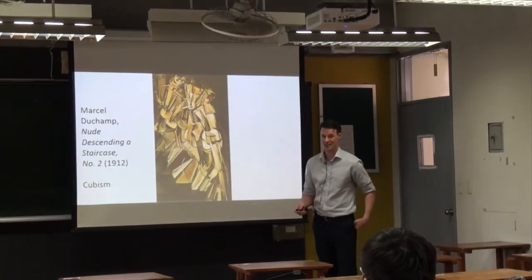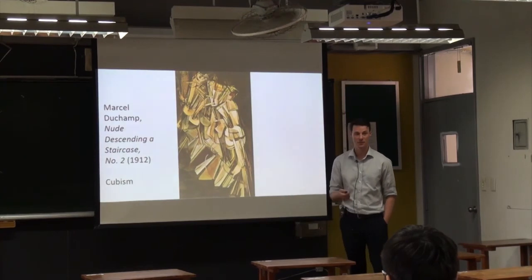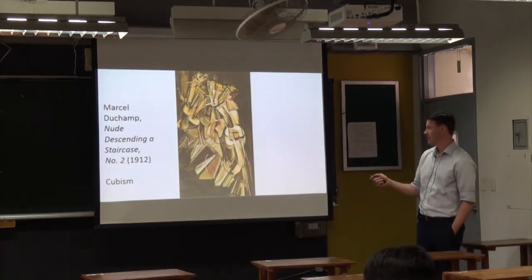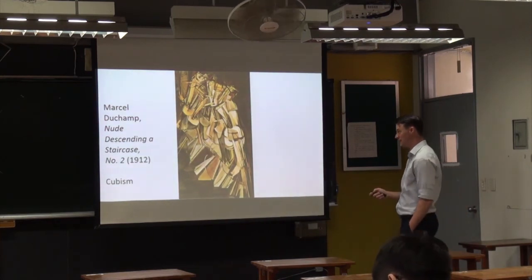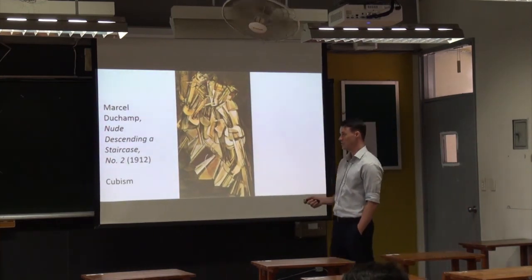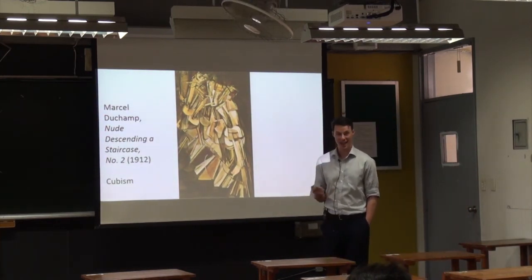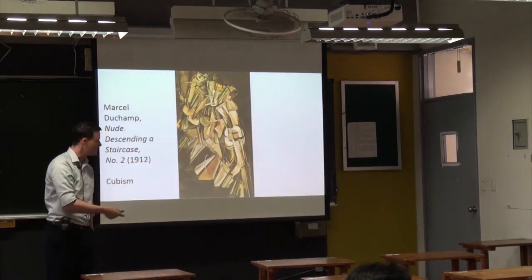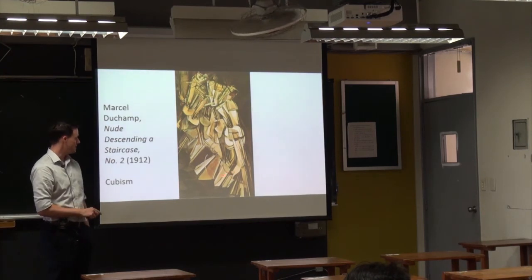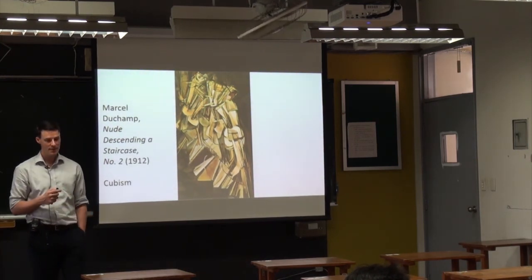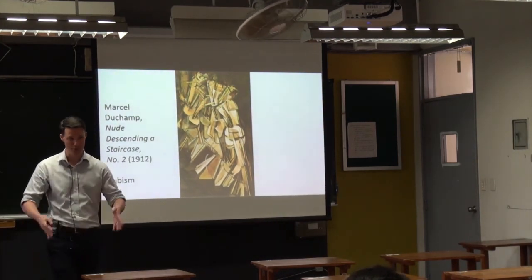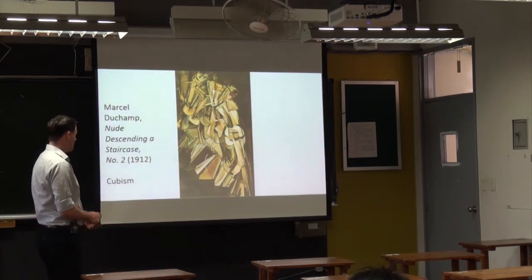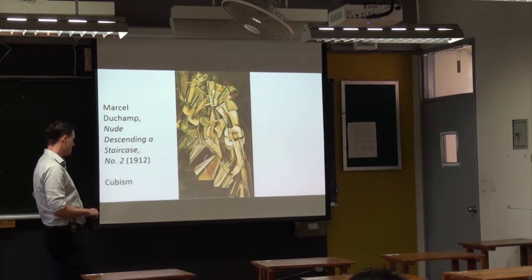Same thing with this. This is another example of cubism. It's another very famous painting. It's called Nude Descending a Staircase Number 2. Okay, nude means having no clothes on, right? Having no clothes on. Descending a staircase. So here, this is a painting of someone with no clothes walking down the stairs from 1912, around the same time period.